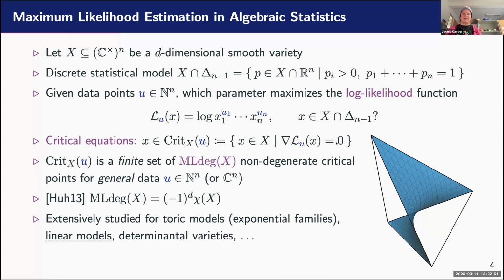I guess this is the subtlety, and maybe also a caveat, that the ML degree may be significantly overstating how many critical points there actually are. But it's a good first approach, and we can compute it in many cases, for example, by the result of Huh that this is the Euler characteristic.